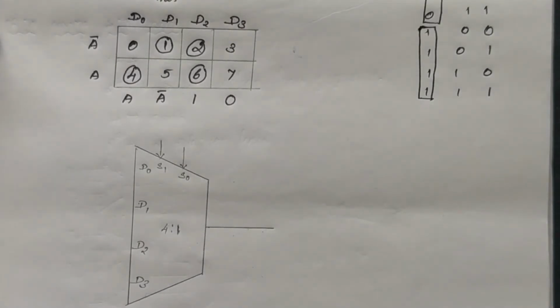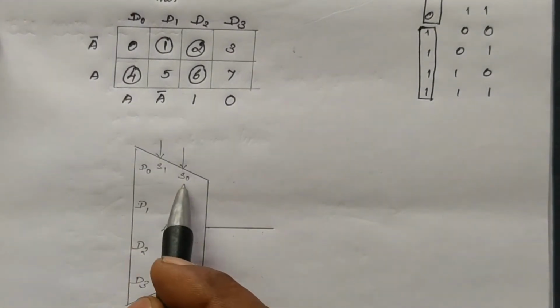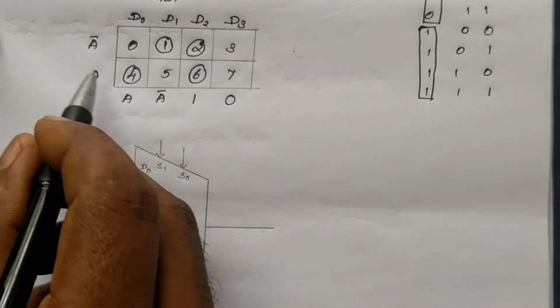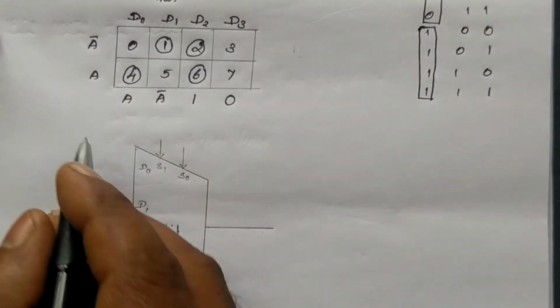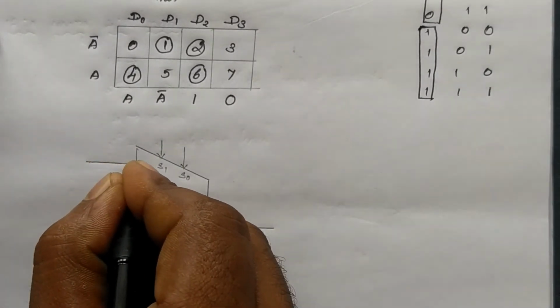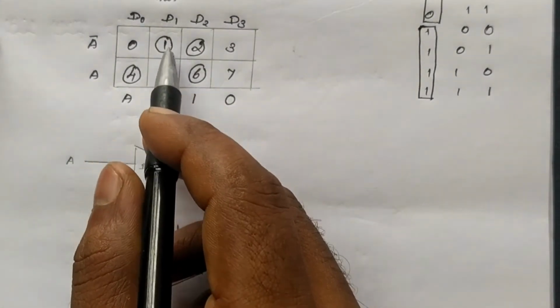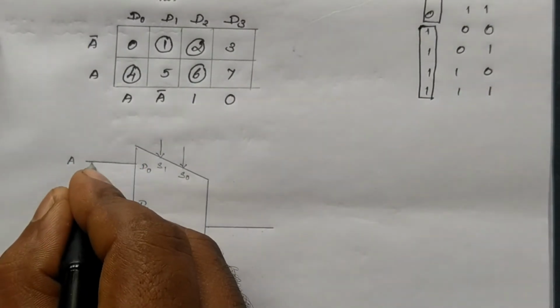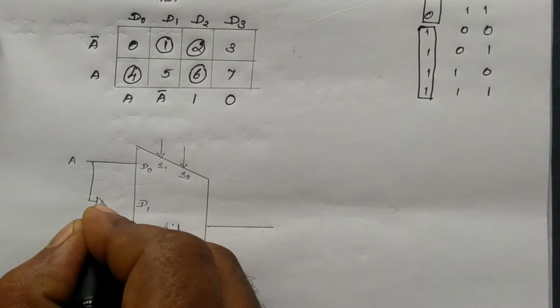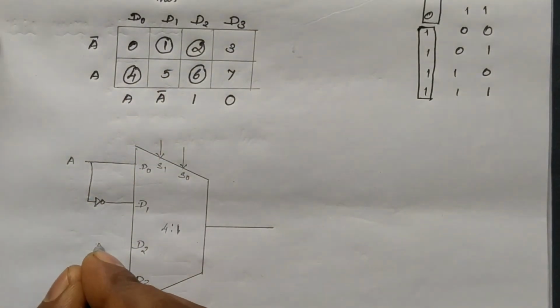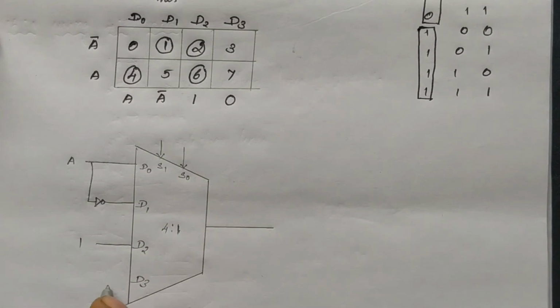So here is a 4:1 mux. We have 4 inputs, 2 selection lines, and 1 output. Here D0 is connected with input A, and D1 is connected with A bar. I have A, so I am going for a NOT gate and connecting it to D1. Likewise, at D2 we have the input as 1 and at D3 we have the value as 0.